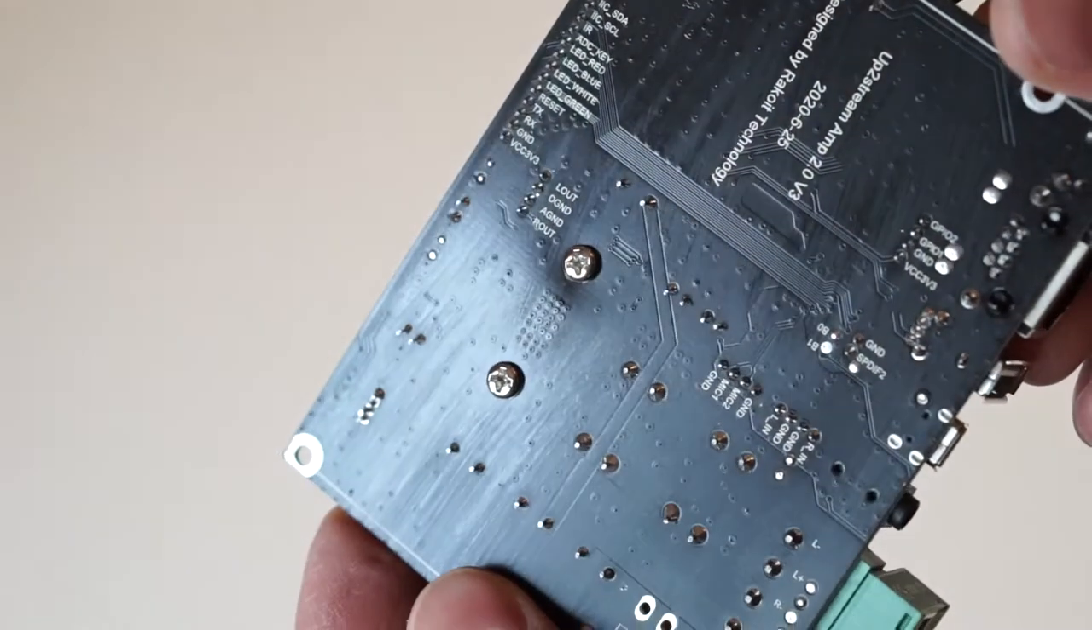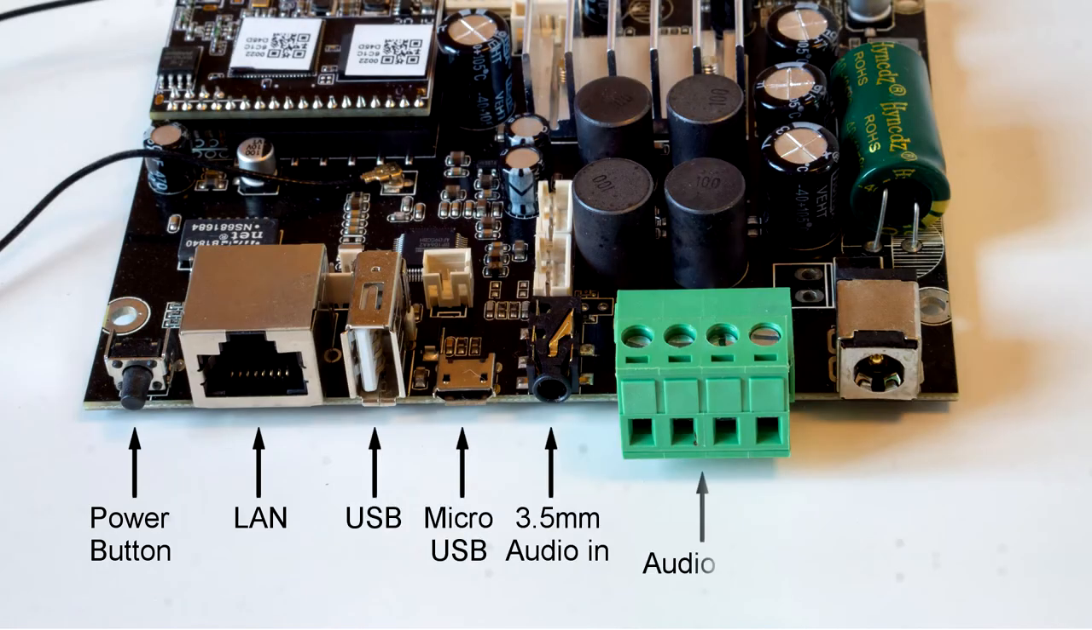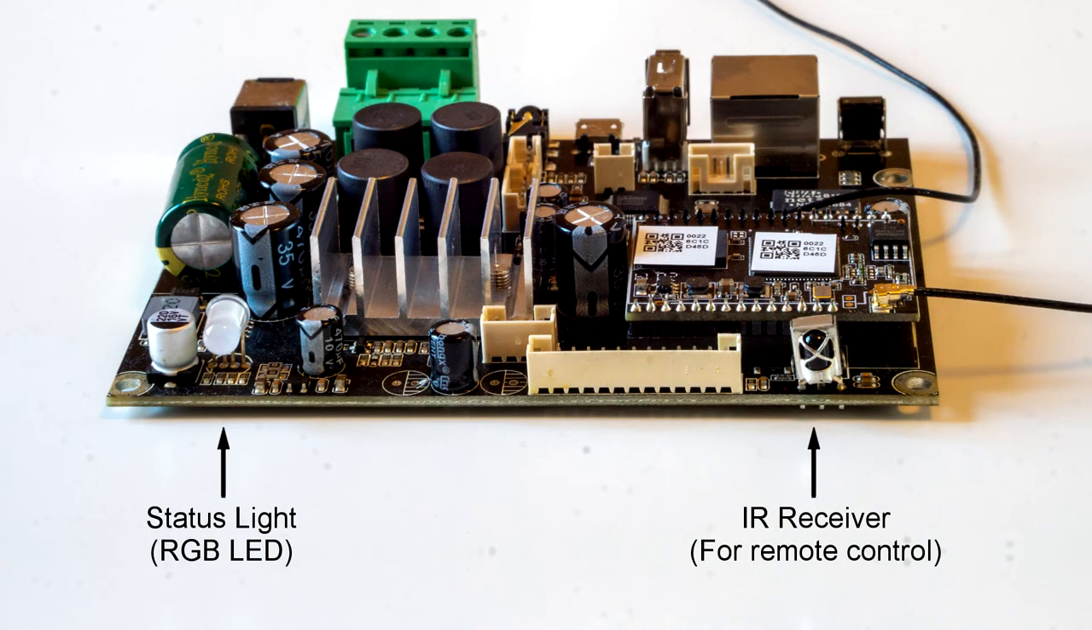I like this. On the back of the board, we see the power button, a network connector, a full-size USB port, an analog input jack, and a micro USB connector. Next to them are the stereo speaker outputs and the power input. On the front, we have a status LED and an infrared receiver for a remote control.